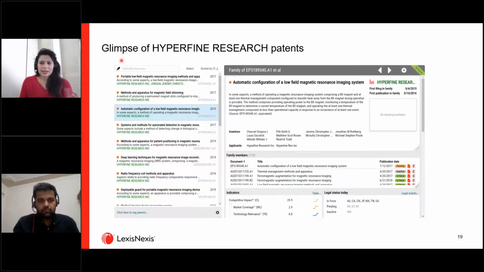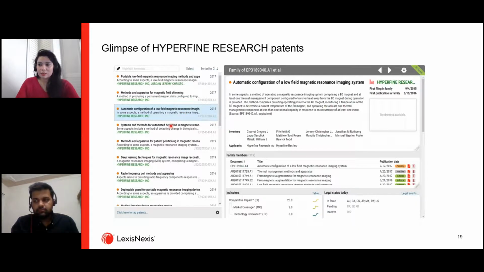So as we discussed, around 25 patents for Hyperfine. Let's have a look at what kind of patents they are. You see they're magnetic resonance imaging, so probably these are MRI related patents, and most of them are in this field, MRI related technologies where Hyperfine is based.